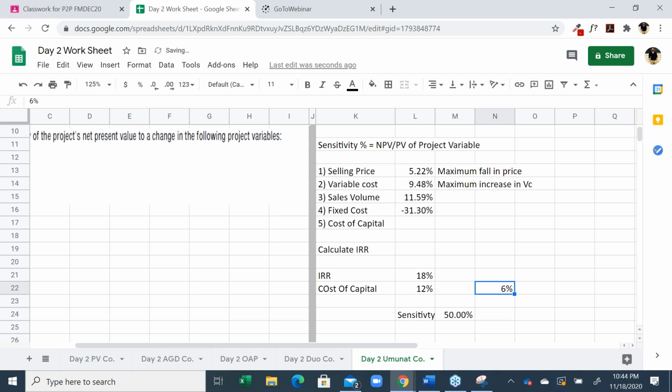And they will call this 6% the sensitivity percentage, which is the wrong way of doing it. It's not 6%, it's 6 percentage points. If 12 increases by 6, it means there's a 50% change in this cost of capital, not 6%. So remember, don't make this mistake. Just take the difference of these two and divide it by 12 and multiply it by 100 to convert the change into percentage.